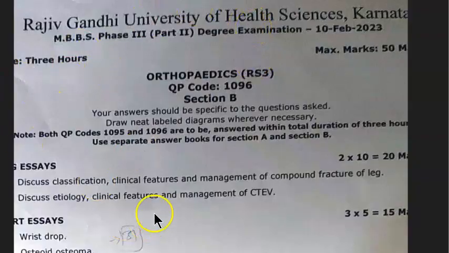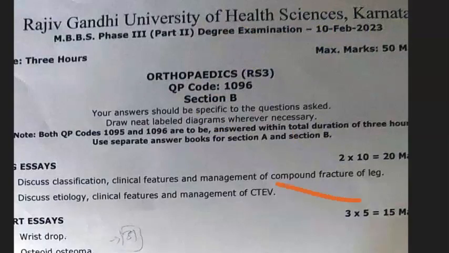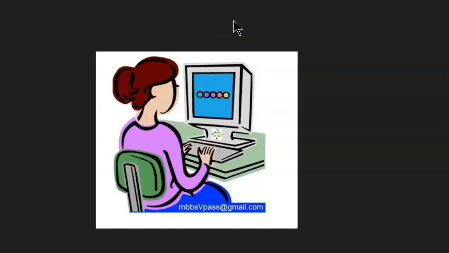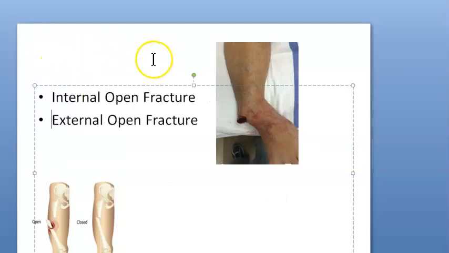Now let us look at long essays. So they're asking you about the compound fracture of leg. What do you mean, first of all, by compound fracture of leg? What is leg? Leg is composed of your tibia and fibula, correct? Mainly. Above you have the knee joint, below you have the ankle joint. Okay, so focus here. What do you mean by compound fracture?